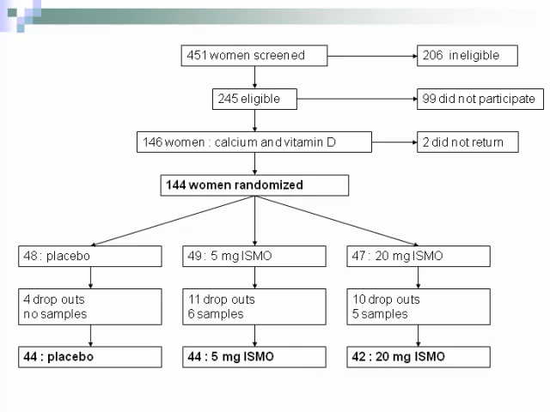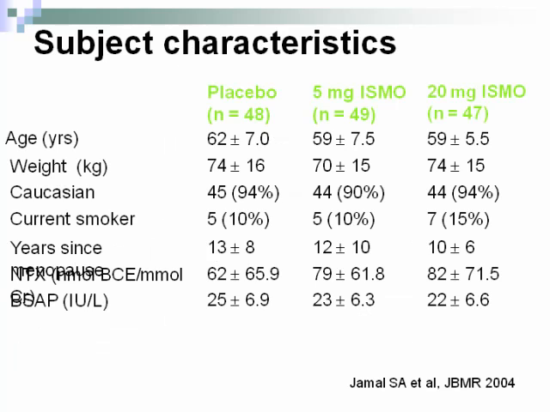So I won't spend a lot of time on this, but I'll tell you that we screened about 450 women. 245 were eligible, and of that we randomized 144, 44 to the placebo, 44 to the 5 milligram isosorbide group, and 42 to the 20 milligram isosorbide group. You can see that we did have dropouts, particularly higher levels of dropout in women that were randomized to the 5 and to the 20 milligram group of isosorbide, and I'll talk to you about that in a minute.